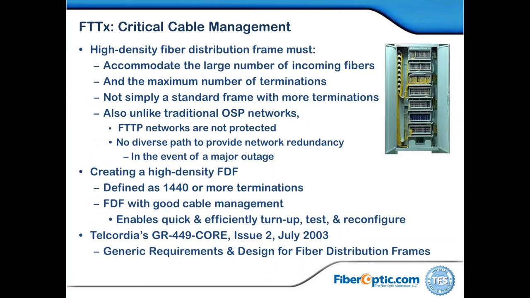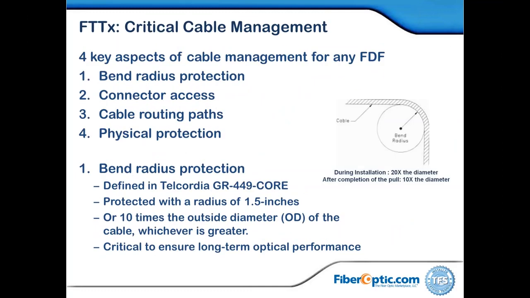Okay. Again, cable management is key. We want to do high density frames, save space as much as we can. But unlike traditional networks, fiber networks are not protected, meaning there's no diverse path for network redundancy in event of a major outage. Point A to point B is what was here through splitters. So back at the fiber distribution frame, which you would consider more than 1,440, so some good numbers here. It means that you can quickly and efficiently turn up, test, and reconfigure your networks. That's basically out of the Telcordia spec that you see here.